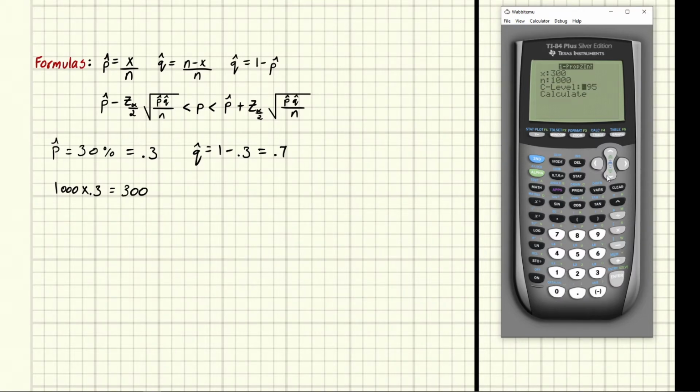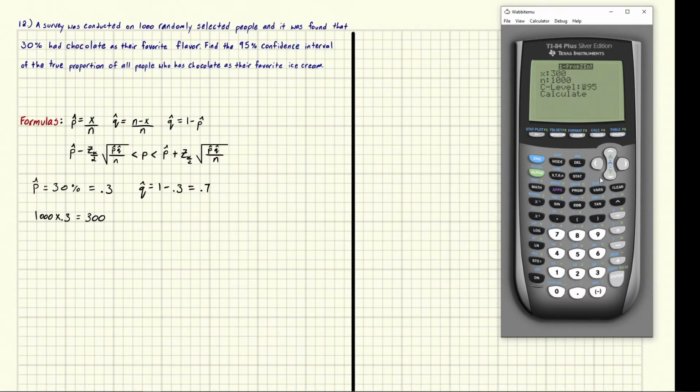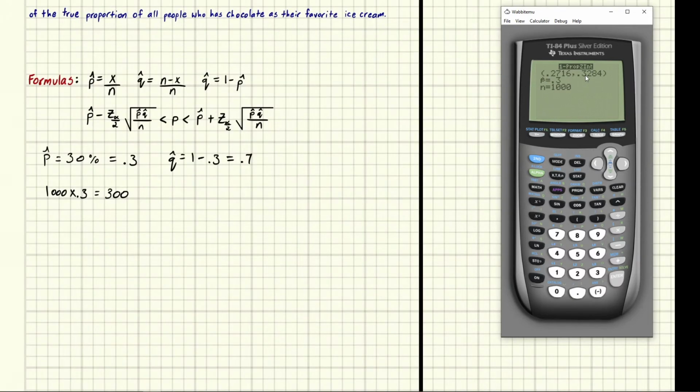Our confidence level that it asked for, well, let's go back and read this, was 95%. So again, that stays the same. And now we just hit calculate. It calculates it. Wow, that was really fast. And this is our interval. So we would say the true proportion p is between 0.2716 and 0.3284. Or, in other words, the true proportion of people that have chocolate as their favorite ice cream is somewhere between 27% and 33%, if we do some rounding here.